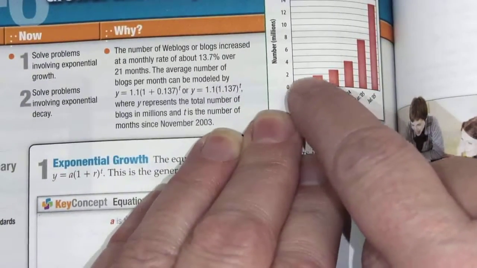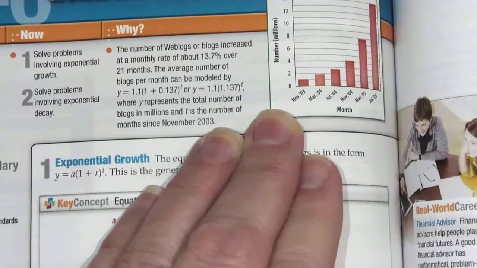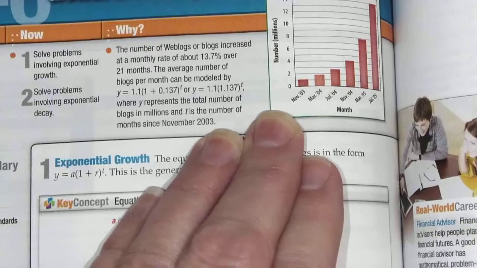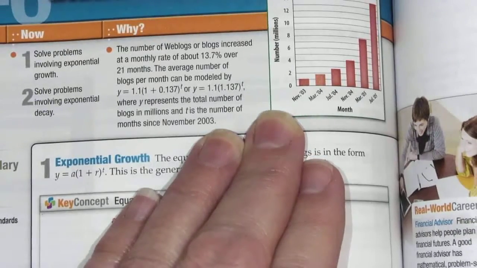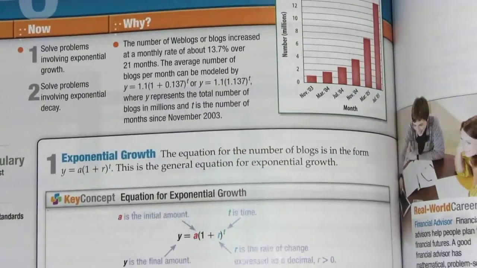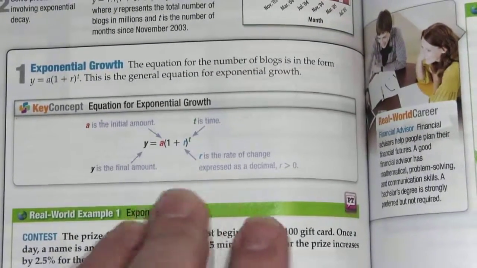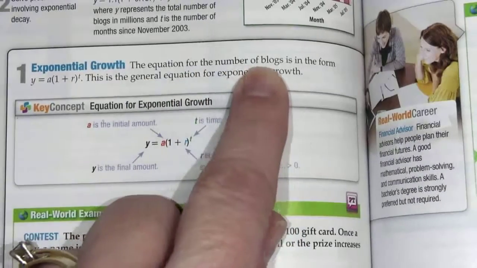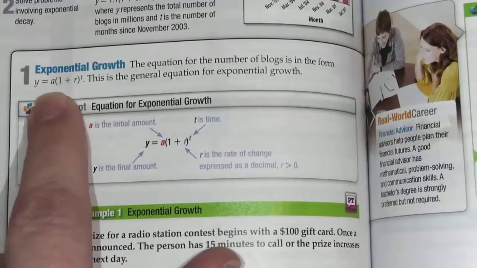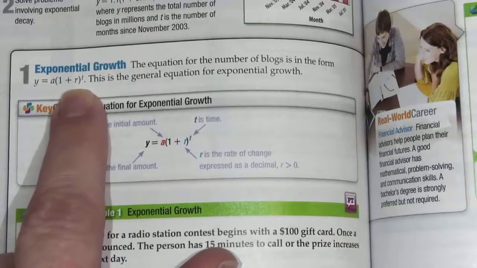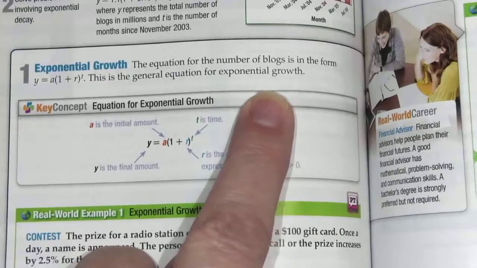Okay, and then we have this graph. Note if we drew a line connecting all of the tops of the bars, they would create an exponential curve, right? All right, so let's look at this. Exponential growth, things that grow. The equation for the number of blogs in the form y equals a times the quantity 1 plus r to the t power is the general form for exponential growth.